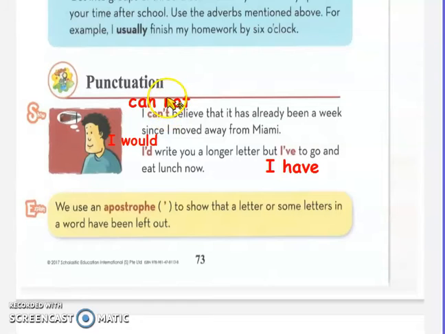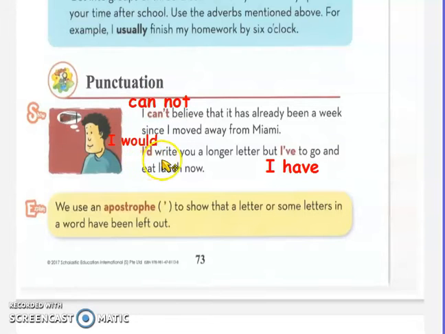Here we have the missing letter N, and we write the apostrophe. عندنا الحرف المفقود هو ال N, حذفنا ال N, and we write the apostrophe instead of the letter N. Cannot, can't. What about the second one?